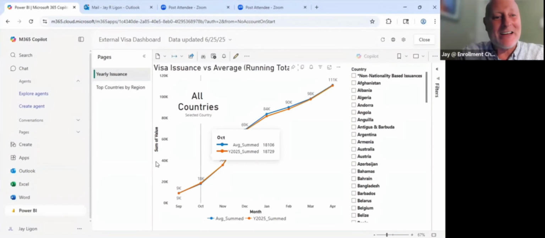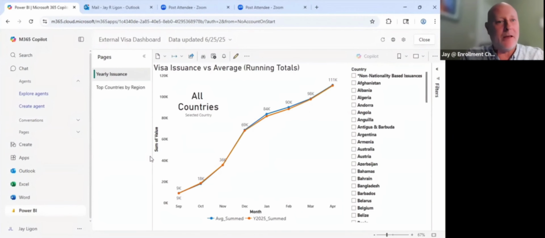So here's what we did, guys. We built a dashboard, and you will want to get your hands on it. So here's how it works.